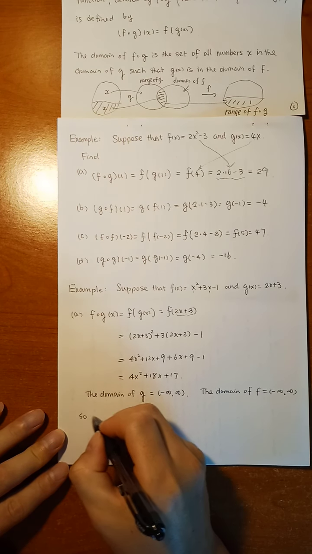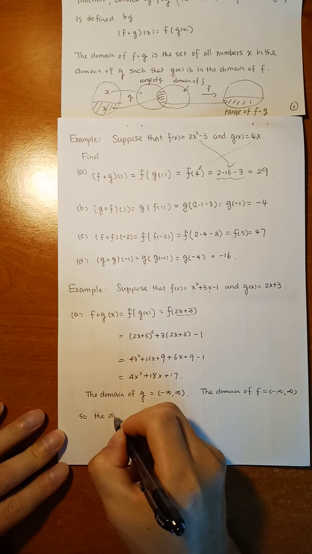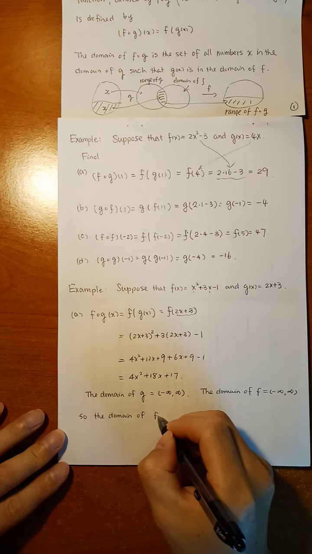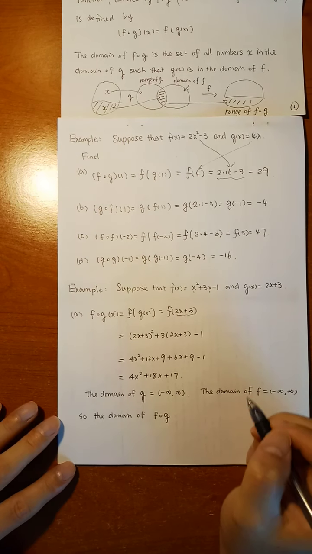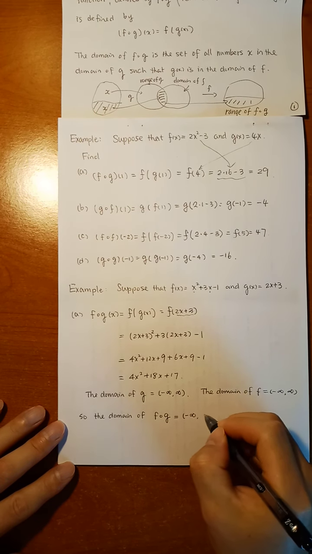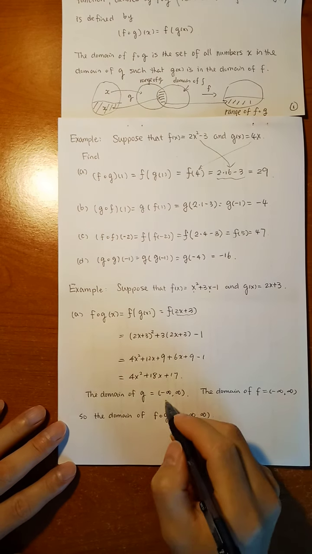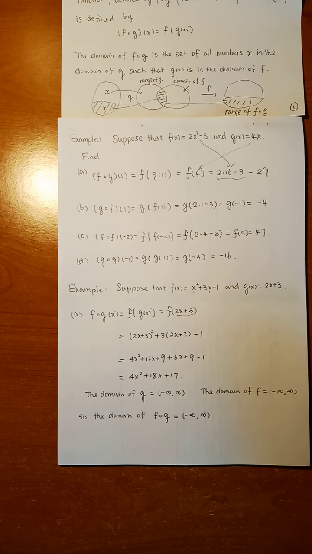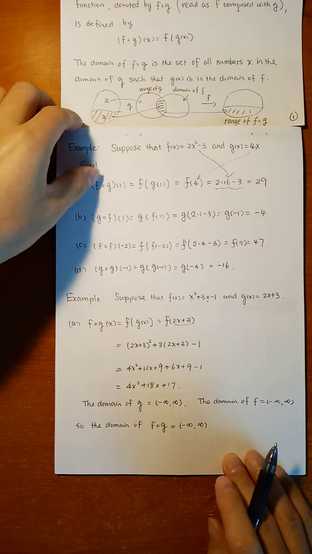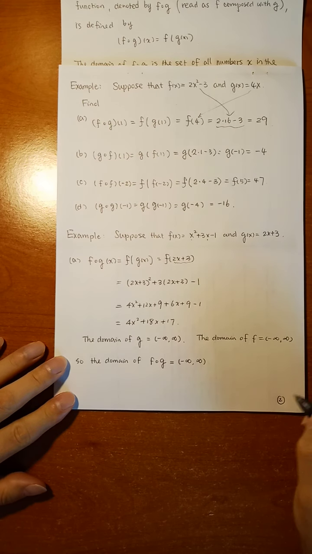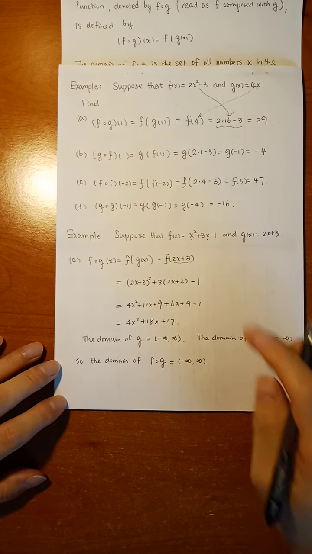So the domain of f composed with g is also negative infinity to positive infinity. So you can just choose whatever x here. It is always mapped to the reals, and it is always well defined for f. Okay, so this is the first thing.